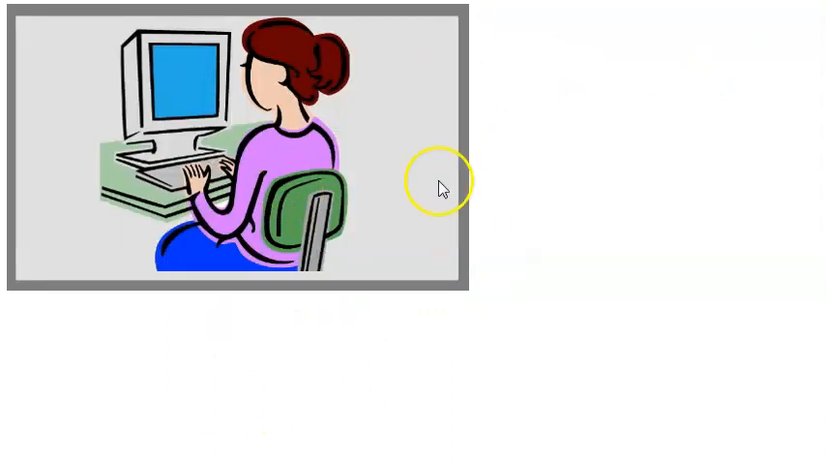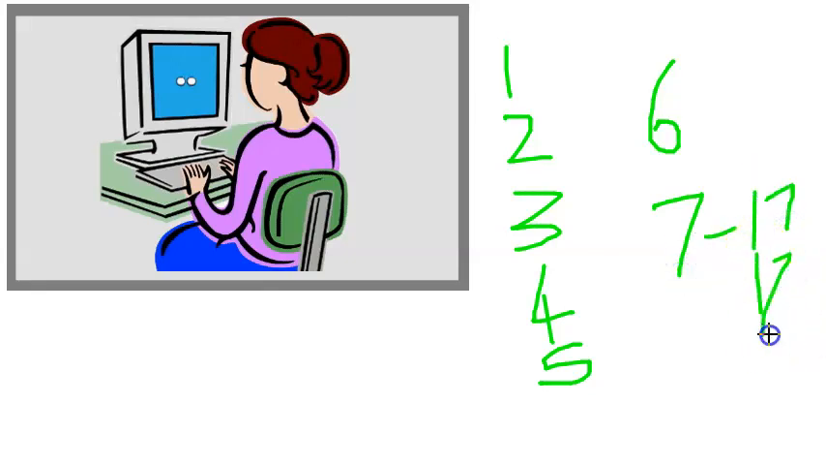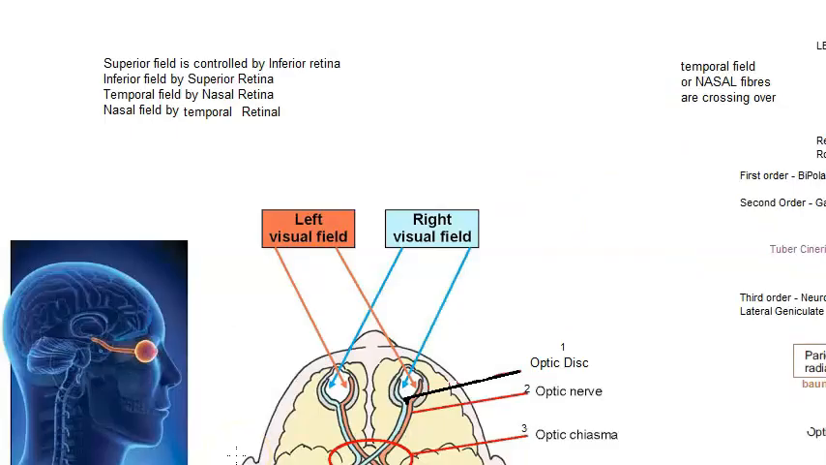Now let's revise. First was the optic disc. Second, the optic nerve, optic chiasma, optic tract. Then the lateral geniculate body, optic radiation. Finally, it reached the occipital lobe, your primary visual cortex. In the brain, 17 is the primary visual cortex, and 18 and 19 are the Brodmann areas too. So overall you have understood the visual pathway. Whenever you study the visual pathway chapter there is a lot to it, but here we are covering only some portion of it, only the nerves part.